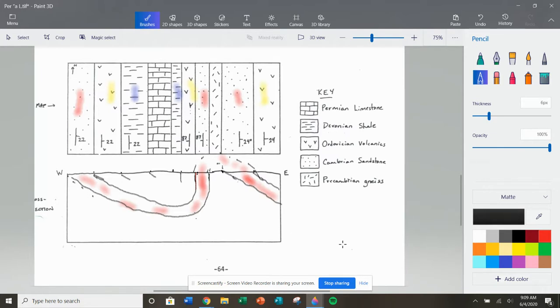And now I can just draw in the rest of the beds. I'm going to draw in the volcanic layer right here, and so on. And then I can infer that it's underneath like that. So I'd label all the beds, and that's how you do that. That'll help you on the next cross sections, okay?